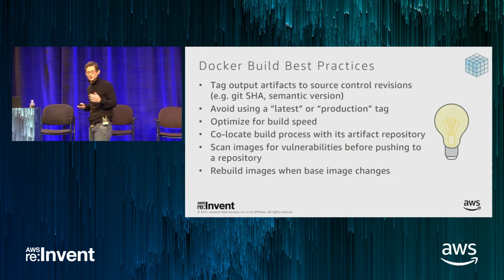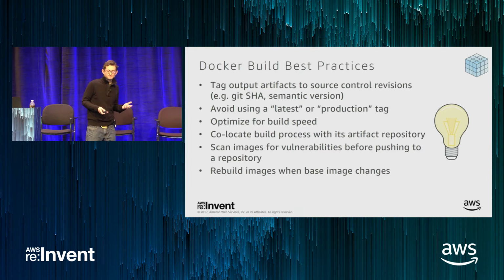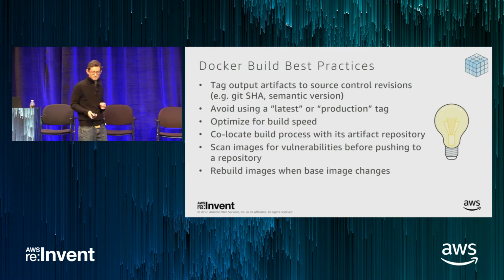And also try to co-locate the build system with its artifact repository, so you don't have to push or pull data over long distances. And then finally, be sure to scan your images for common vulnerabilities. Docker's beginning to do this if you've looked at Docker Hub recently. And rebuild your container images when the base image changes.